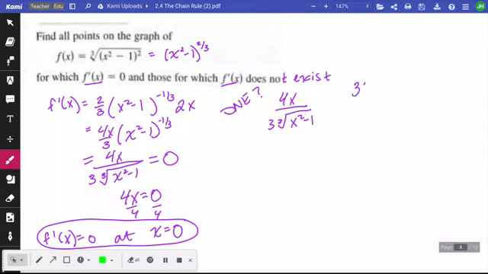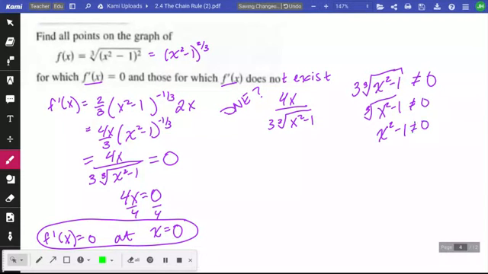So I need to figure out what makes the bottom equal to 0, because it's not supposed to be. So we need to solve this. I can divide both sides by 3. Still can't be 0. And then I can cube both sides, and 0 cubed is still 0.